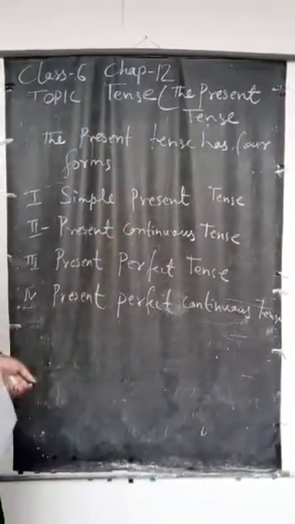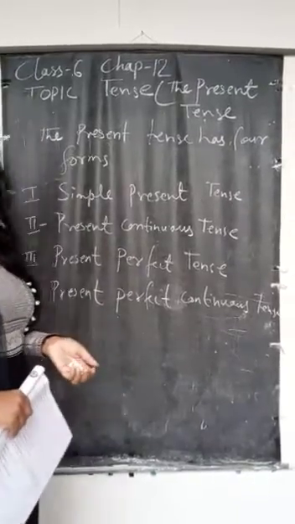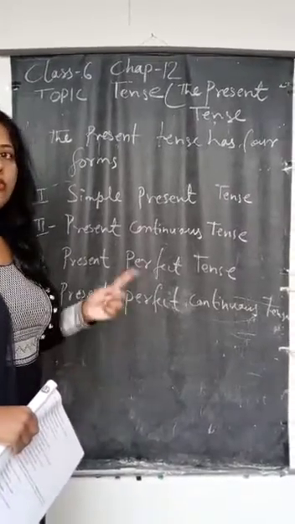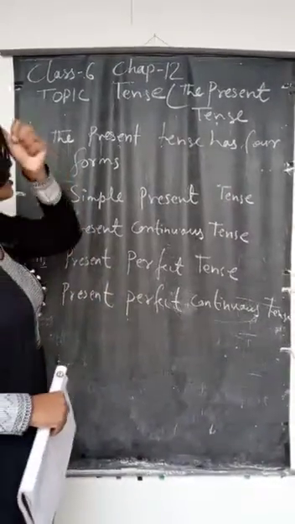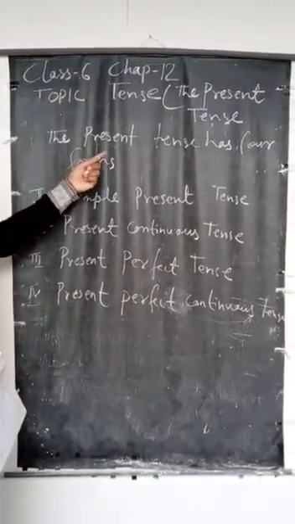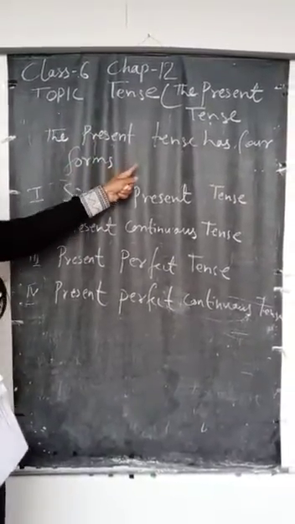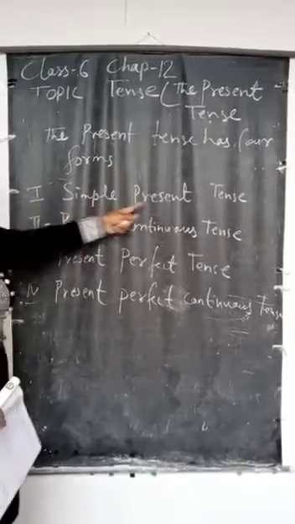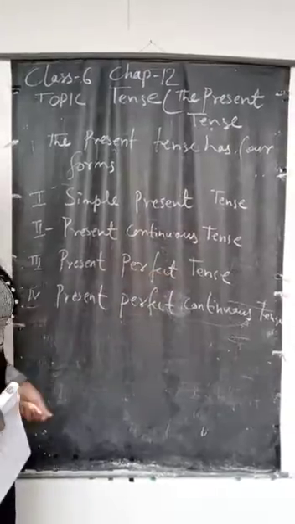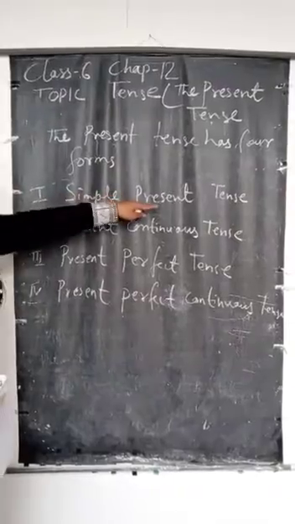Now first we are talking about the simple present tense. As you know, there are three types of tense: present tense, past tense, and future tense, and each has four types. Let's first start with the simple present tense. The present tense has four forms: simple present tense, present continuous tense, present perfect tense, and present perfect continuous tense. So let's first see the simple present tense.